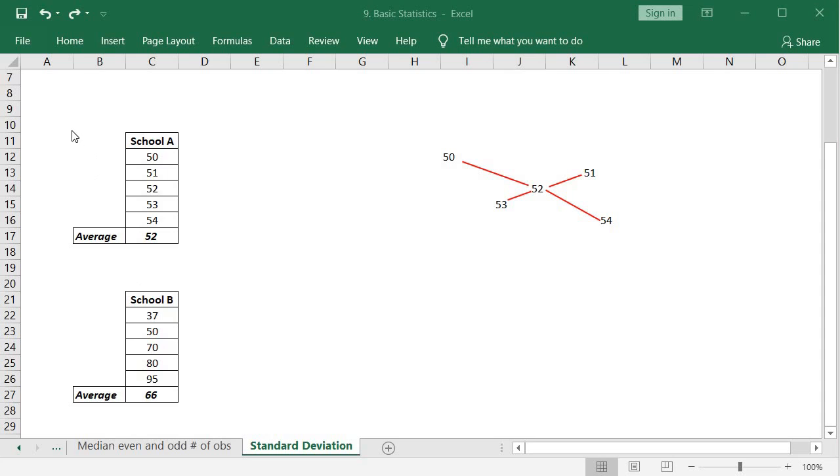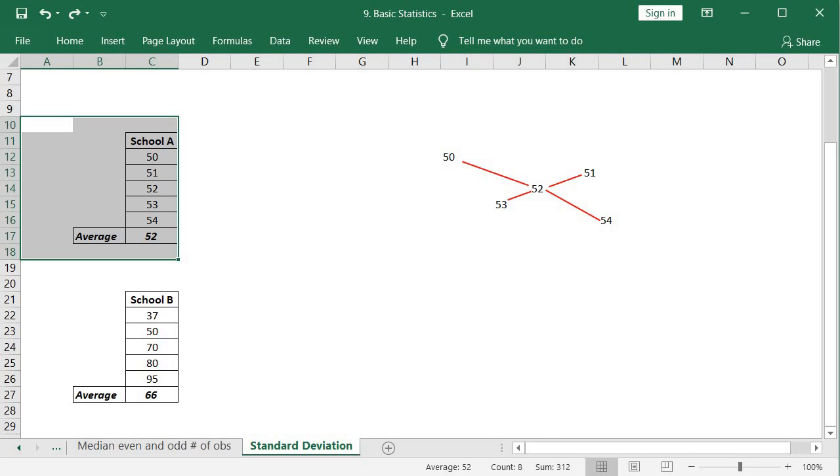To understand standard deviation, let's consider this highlighted table, which is school A. So school A, let's suppose, has 5 students, and these 5 students have got marks in the read subject. The marks that the students have got, looking from the first student to the last student, is 50, 51, 52, 53, and 54. And the average is coming out to be 52. So the average of all the students is 52 marks in the read subject.